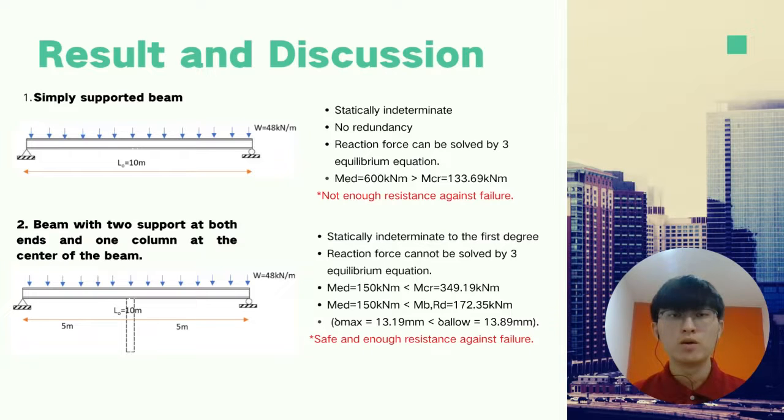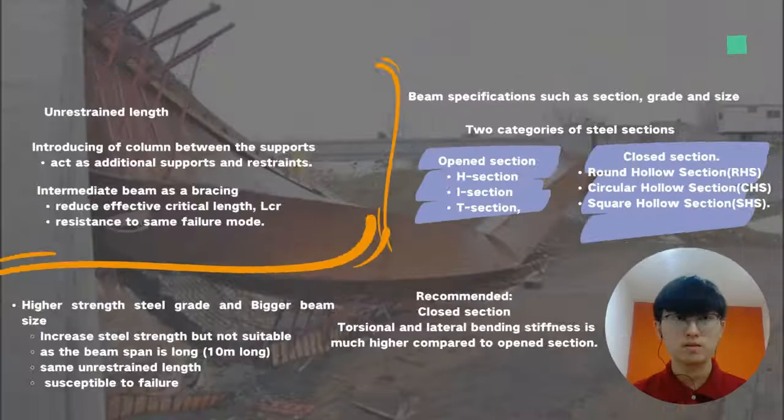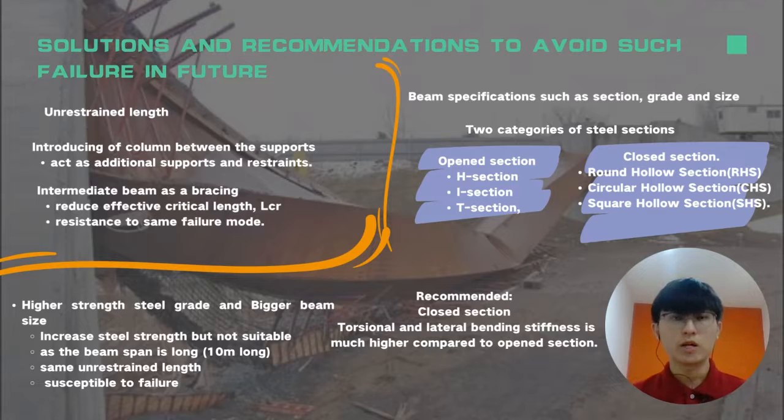Finally, as a result, we propose to have only one additional column located at the center of the beam because it is sufficient to cater the loading based on our analysis. This proposal can keep the cost minimal as only one column is provided and at the same time provides sufficient resistance. Solution and recommendation to avoid such failure in the future: the main element to consider is the unrestrained length.